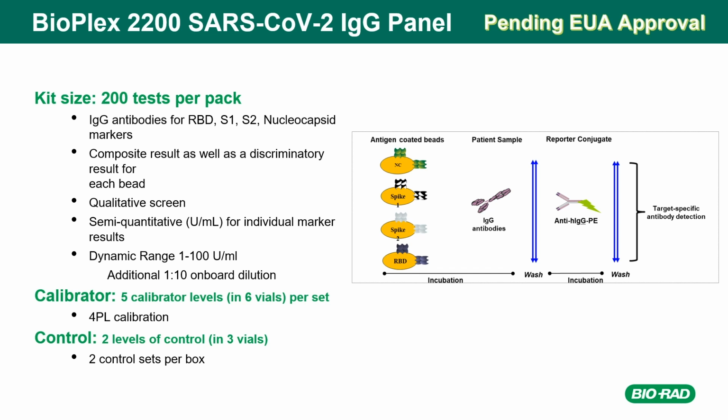It is fully automated with a time to first result of 45 minutes and then one result every 36 seconds after that. Up to 100 samples an hour can be run. It comes in a 200 test kit format requiring just 5 microliters of sample. This includes calibrators with 5 calibrator levels per set, following a 4PL calibration curve, and 2 levels of controls per box. This assay is in development with EUA expected later this year.